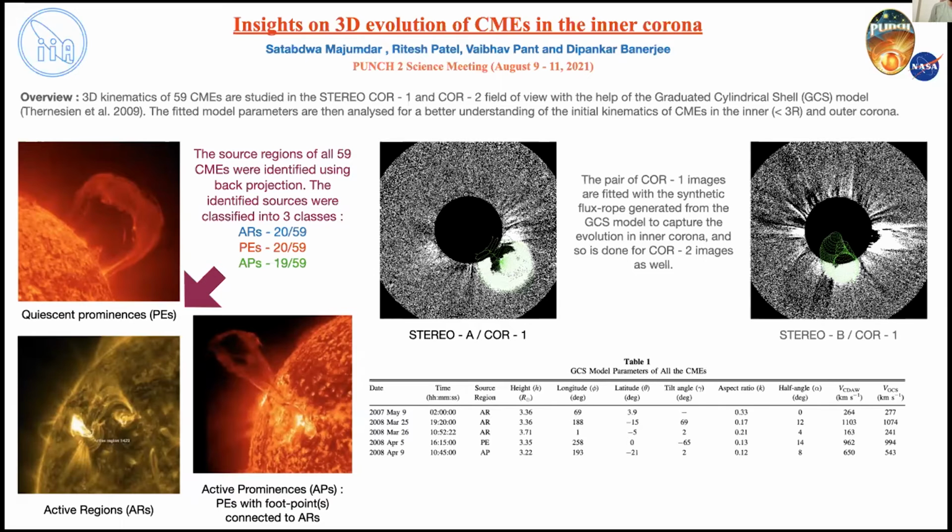In other words, we want to see how significant the observations that we have are, because till now, we have very limited observations in the inner corona, and we want to emphasize how important observations of the inner corona are for a holistic understanding of the kinematics of coronal mass ejections. So we study all the 59 events and we fit the GCS model, we connect them to the source regions and we move on.